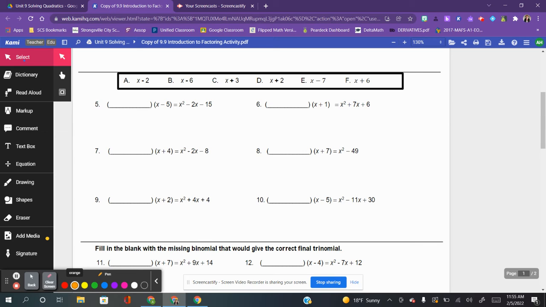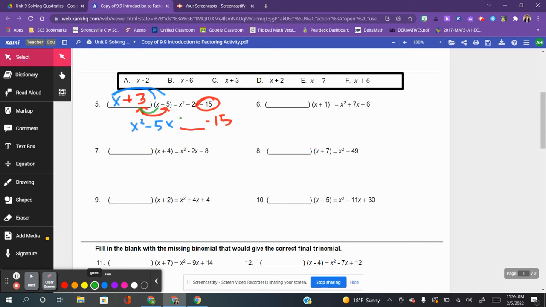Again, I know that x times x is going to give me x squared. So x times x gives me that x squared, and x times negative 5 is negative 5x. And it kind of seems like I'm looking for a number here that's going to multiply to negative 15. So I've got this number times negative 5 gives me negative 15, and 3 times negative 5 gives me negative 15. And so I want to check the rest to see if it matches.